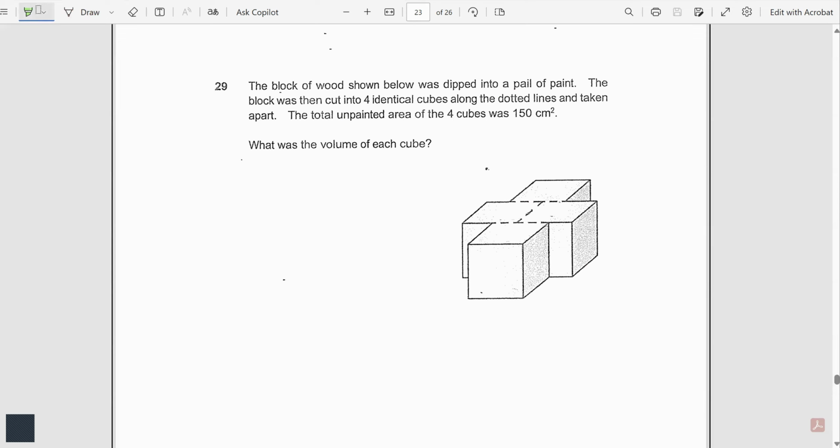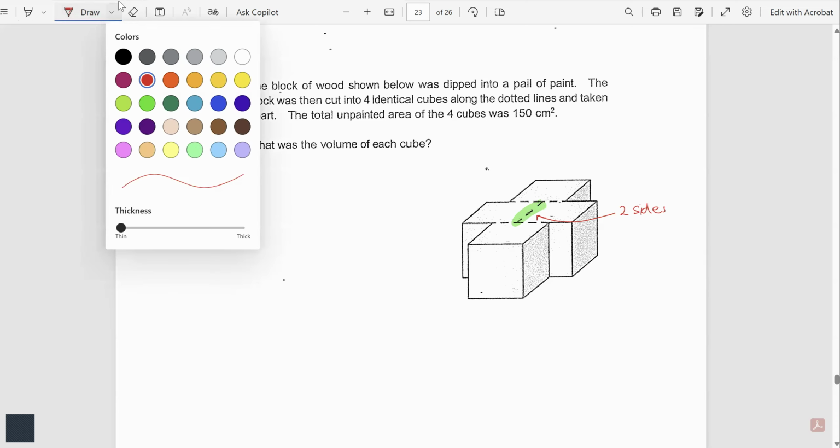If I were to look at this middle part first, imagine this cube. Imagine you have one side that's unpainted. It means that another side of another cube will be unpainted as well, because that whole face will be touching another cube. So here, this green line itself, that's two sides unpainted. Two sides. Okay. Now we look at the other two horizontal lines.